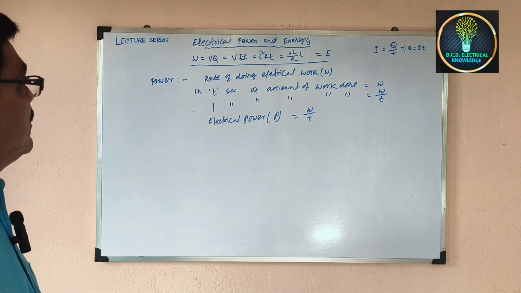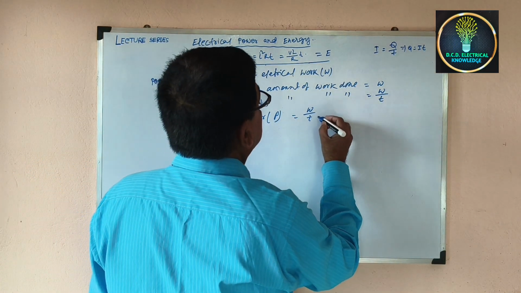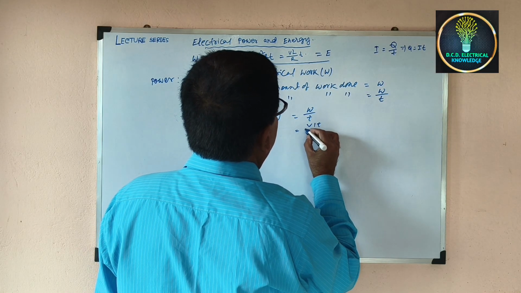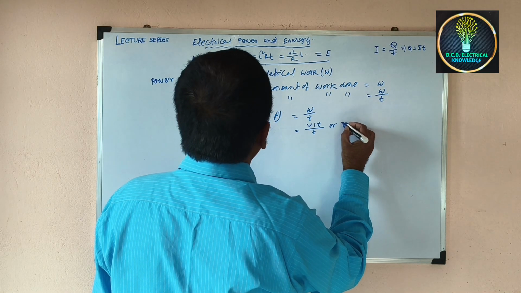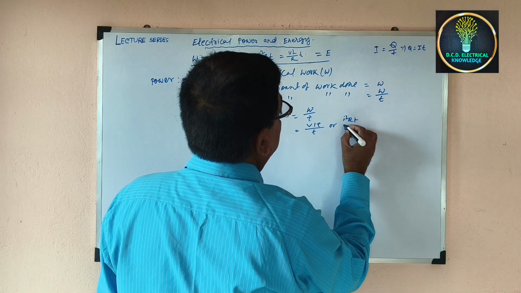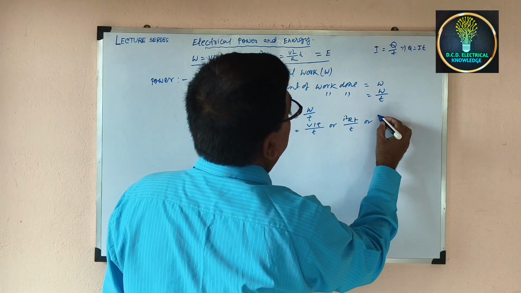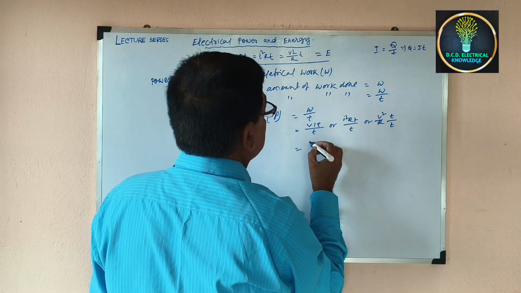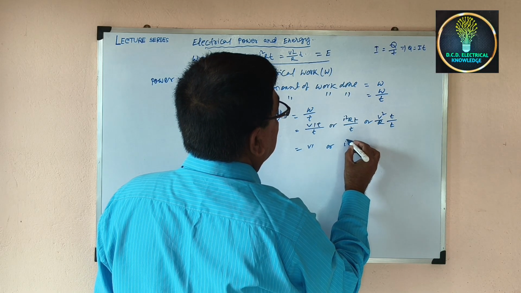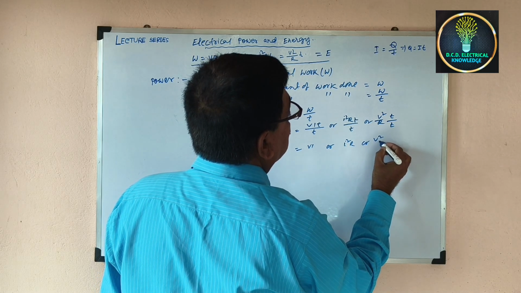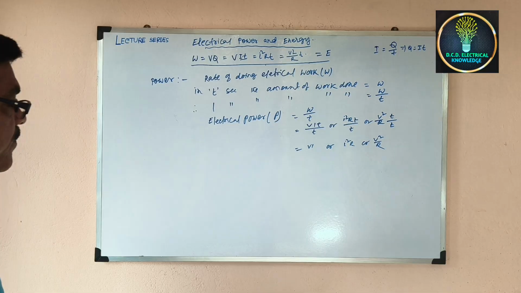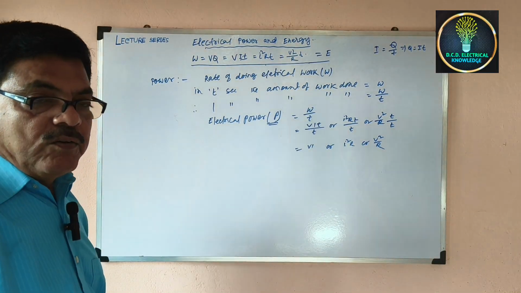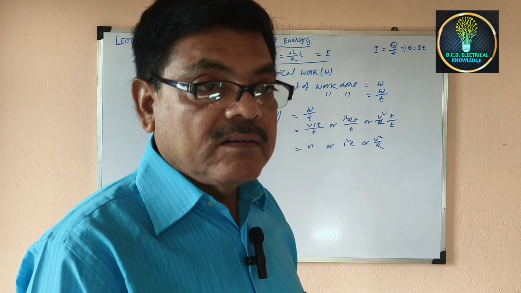Rate of doing work. W is equal to VIT, so P is VIT by T, or I square RT by T, or V square by R into T by T. So P is VI or I square R or V square by R. Well, this is the formula of electrical power. Now, what is the unit of electrical power?